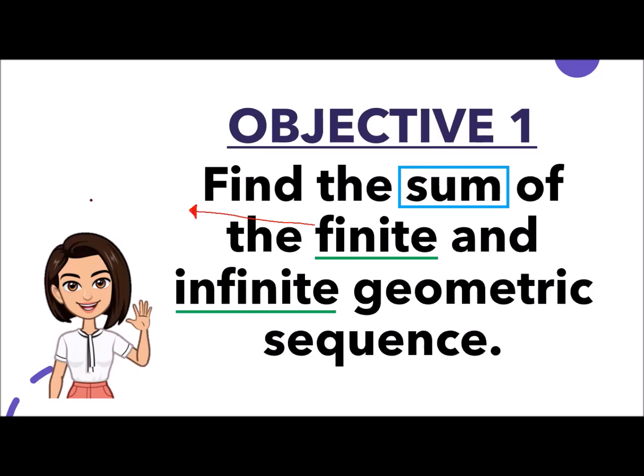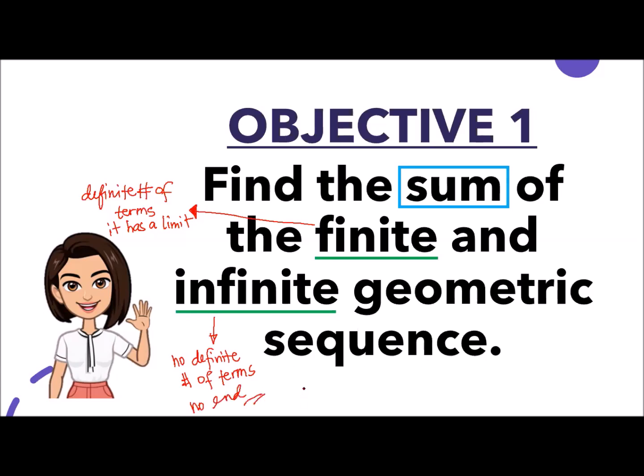Okay, very good. So once we say finite, we have a definite number of terms. Sa Tagalog, nabibilang at may katapusan. Okay? So, it has a limit. It has a last term. Okay? And then once we say infinite, no definite, syempre kabaliktaran lang. No definite number of terms, or it has no end.